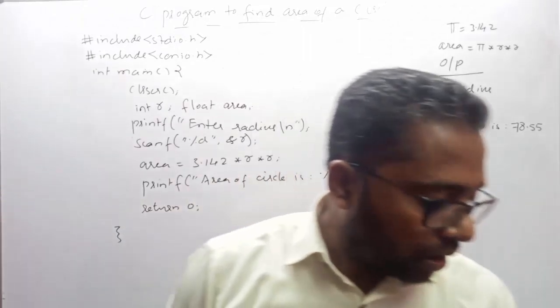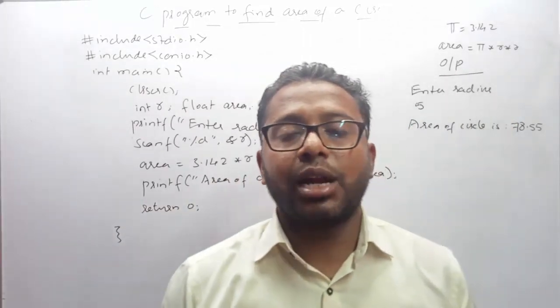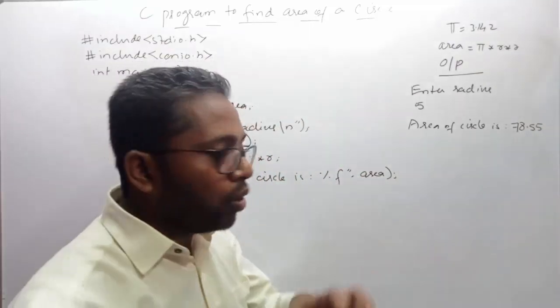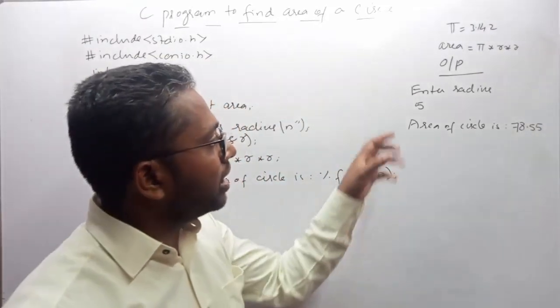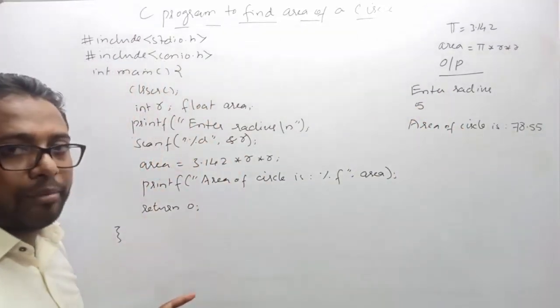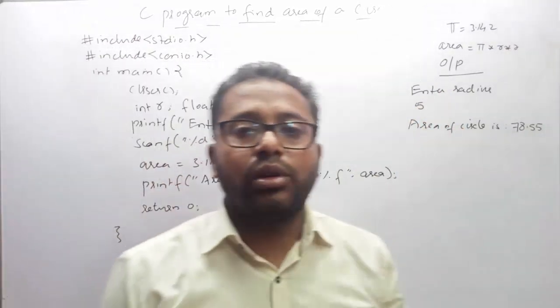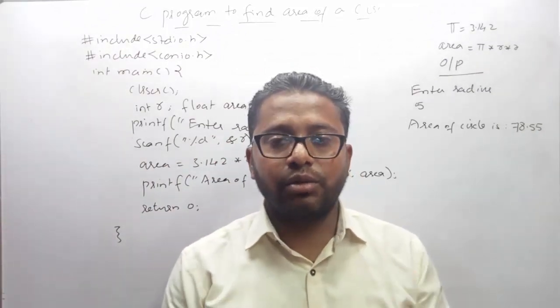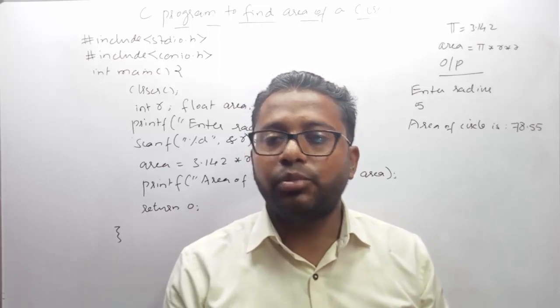So this is how you can write a C program to find the area of a circle. And now I hope you have understood how you can use the output to write a C program. So this is everything about writing a C program to find the area of a circle. I hope you have understood how to write this simple program.